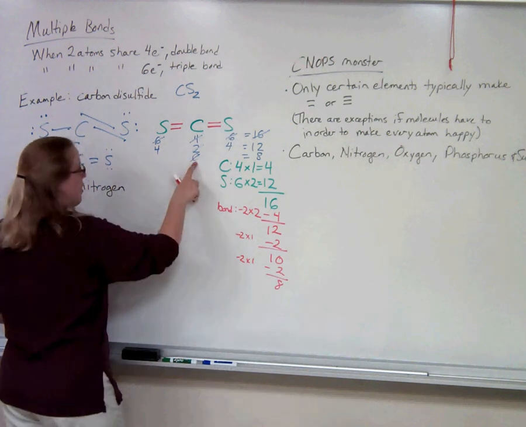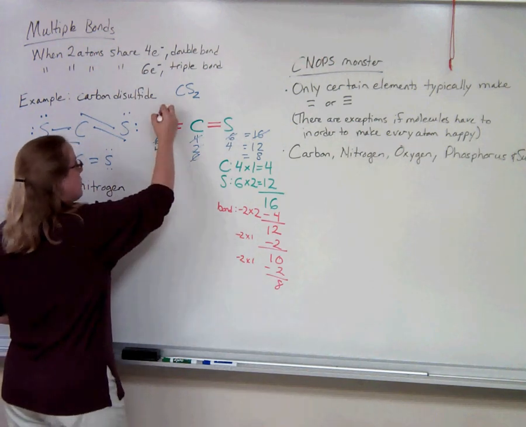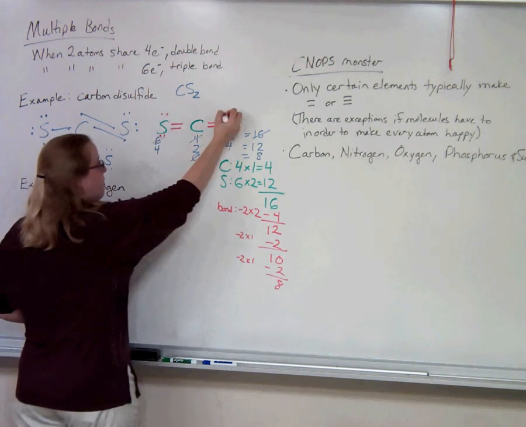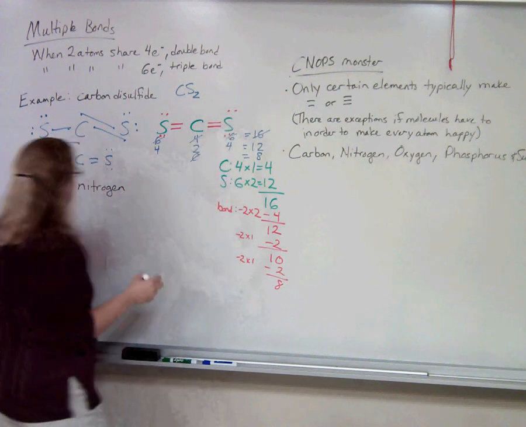And carbon doesn't need any more. Sulfur needs 4 more, so we're going 1, 2, 3, 4, and 1, 2, 3, 4 for that. And that's what you get over here.